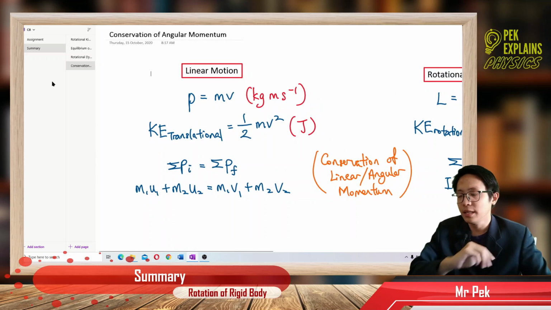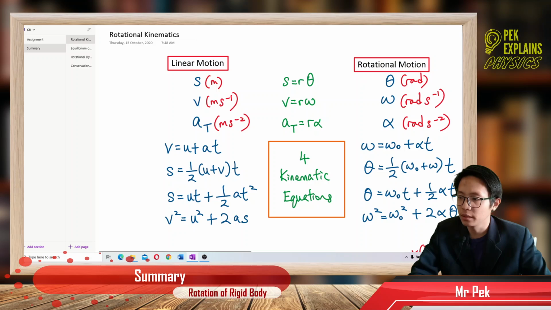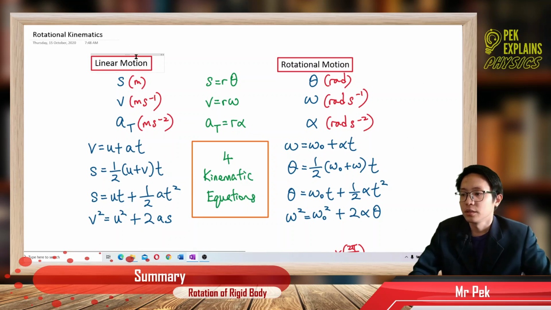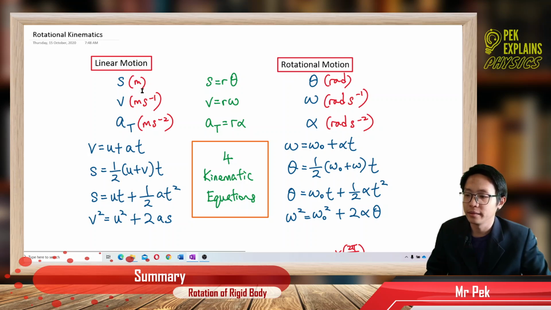Now, let us start with the first subtopic, rotational kinematics. Before, in linear motion, you learn about displacement. In rotational motion, we also have angular displacement. The difference is displacement is in terms of length, so the unit is meter. But in rotational motion, the angular displacement is in terms of angles. That's why it uses radian.